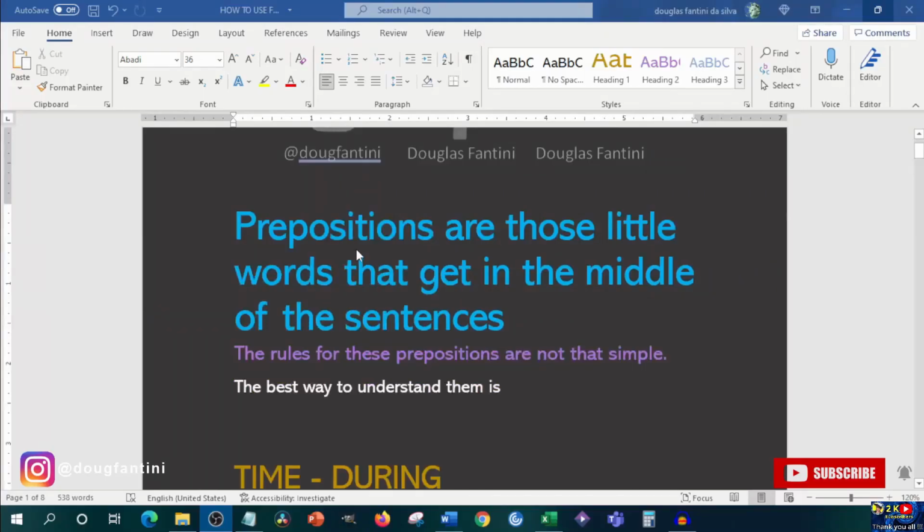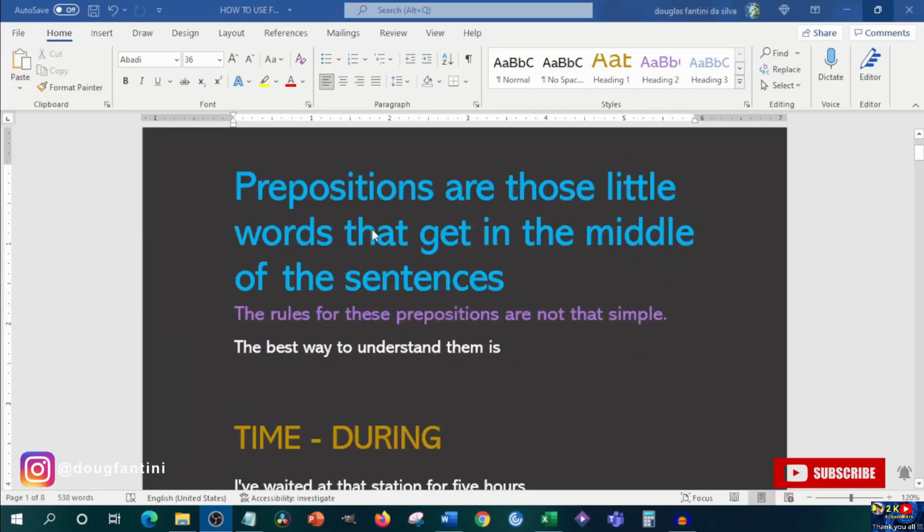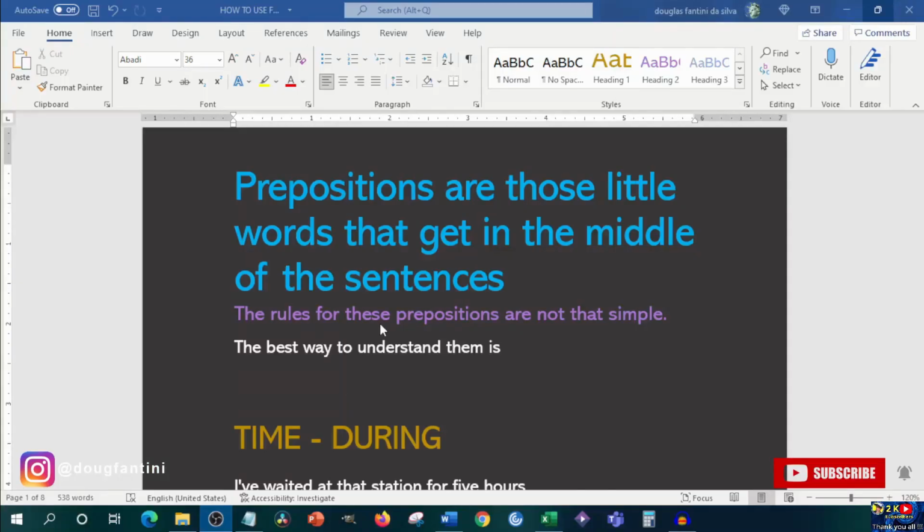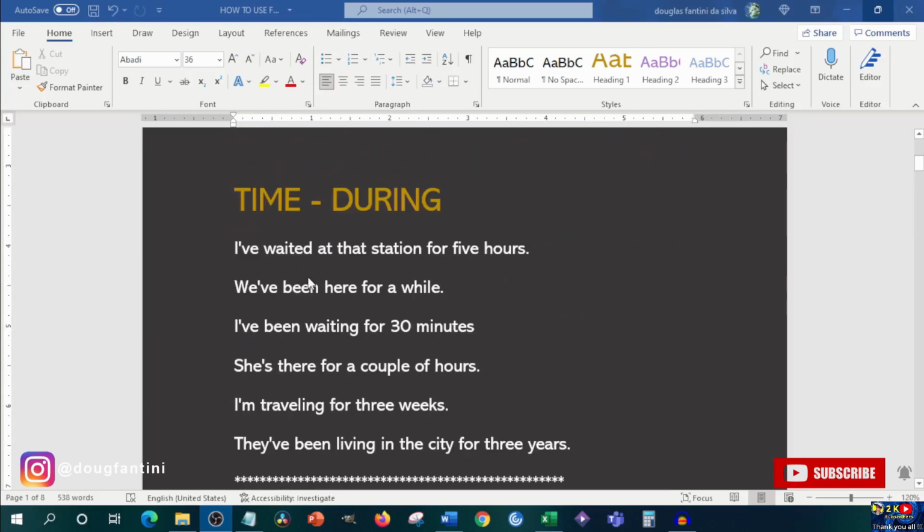Okay, guys, you have here on the screen a document showing a lot of example sentences, and you can see that the prepositions are those little words that get in the middle of the sentences. You're gonna have two words, one word here and another word here, and the preposition in the middle, giving you an idea of something that we are gonna check on this document here. Let's go there.